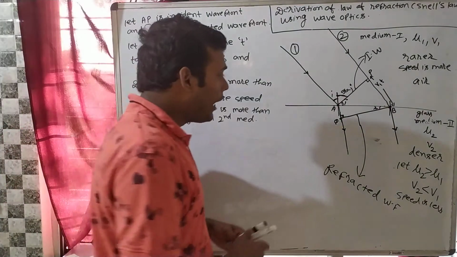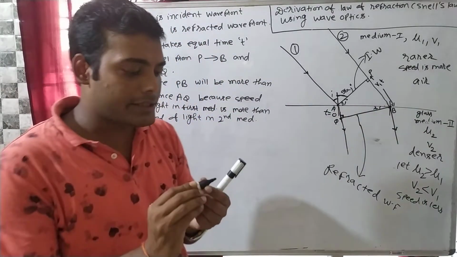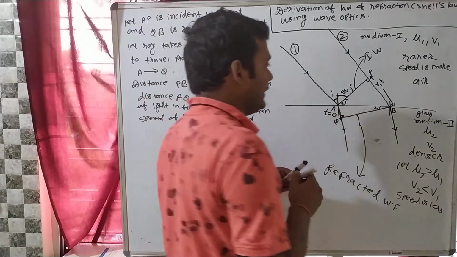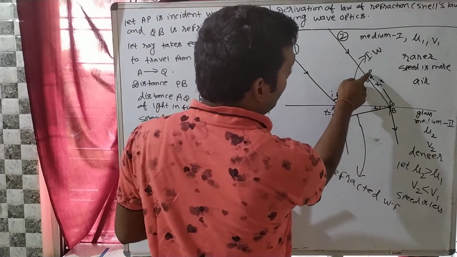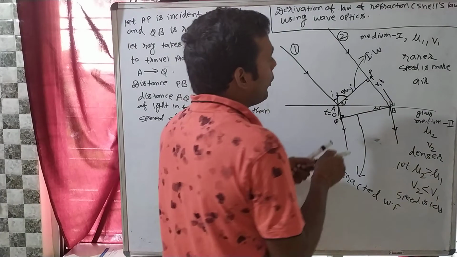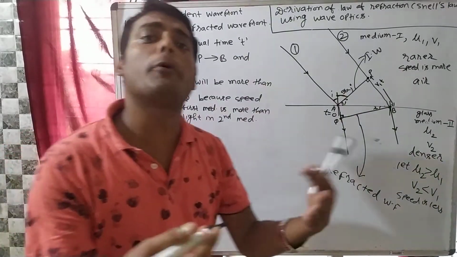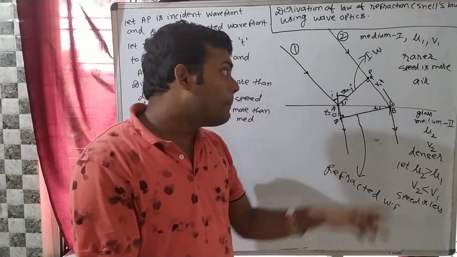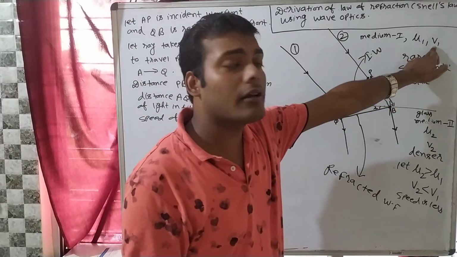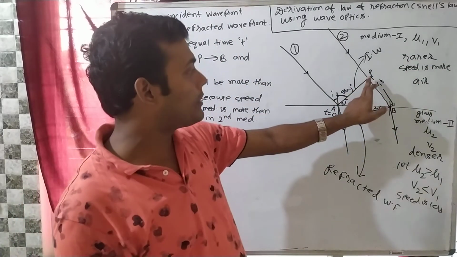So suppose we are starting our discussion at t equals 0 seconds, at this point. Let's say after time t, when the light comes from P to B, it will take some time. This point is P. Let's suppose 5 seconds. So in 5 seconds, how much distance will it go? Distance is equal to speed into time. How much speed have I assumed? V1. So V1 into t.